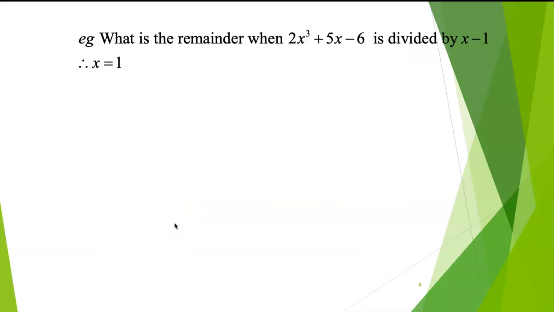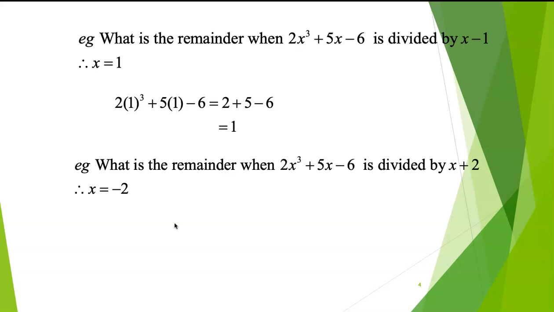Now, for example, what's the remainder when you've got 2x to the power of 3 plus 5x minus 6 divided by x minus 1? Because we already know it's divisible by x minus 1, that means x equals 1 is one of the solutions. So substitute the 1 back into the equation, you will end up with 1, and that's the remainder. To double check, you can do a long division of 2x to the power of 3 plus 5x minus 6, and you will end up with a remainder of 1.